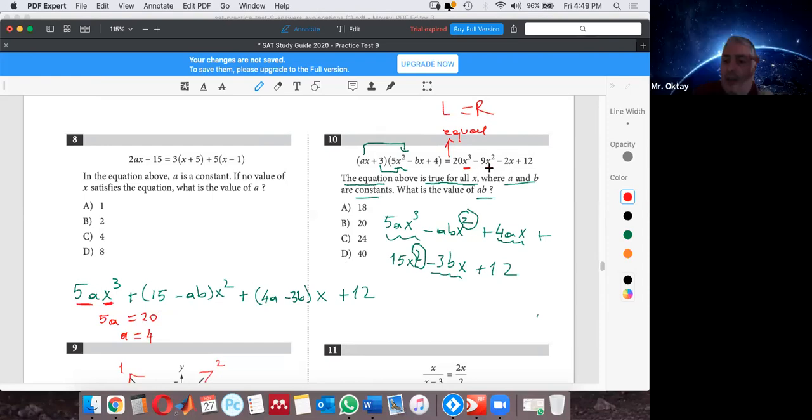Look now. Coefficient of x squared is negative 9. A coefficient of x squared 15 minus AB. It means that negative 9 minus 15 is AB. But what is A? 4. So negative 9 and negative 15, negative 24 is 4B. Divide by 4, divide by 4, only one B is negative 6.